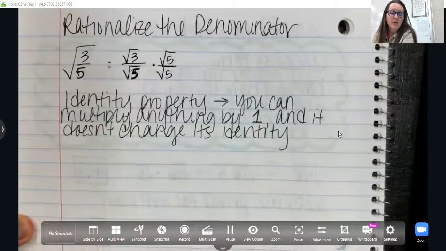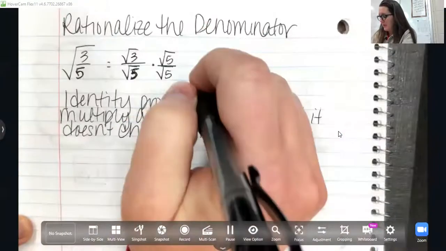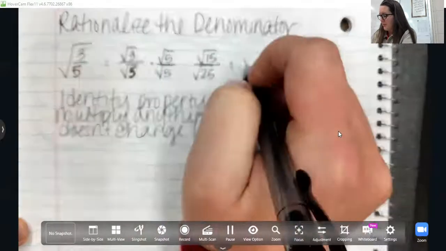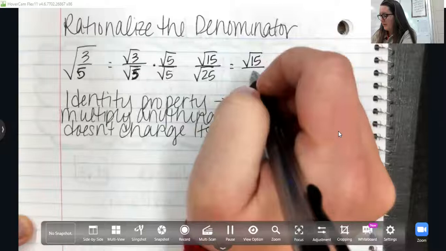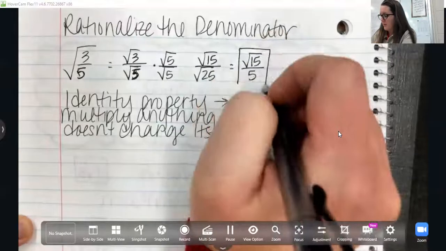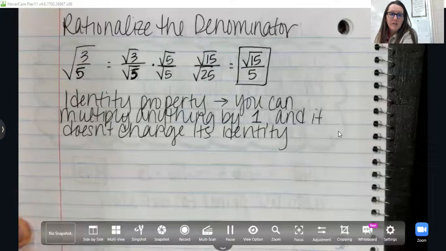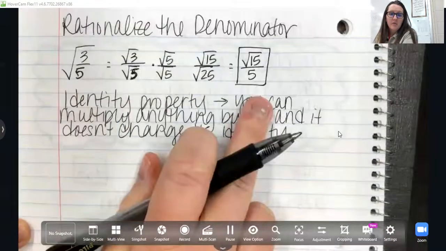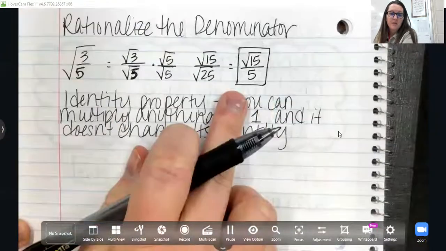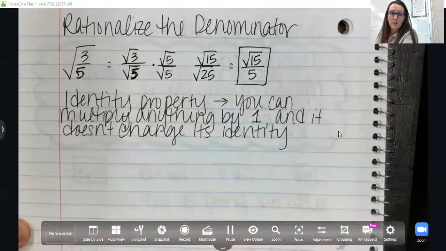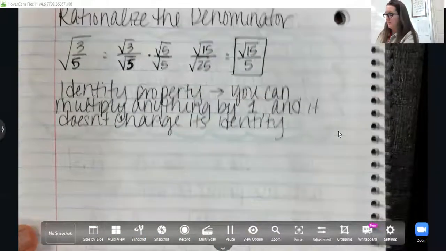So square root of 5 divided by square root of 5 is 1, and it would help me get rid of this radical in the denominator. So I have the square root of 25 on the bottom, and the square root of 15 on the top, which would simplify to the square root of 15 over 5. So that is simplest form, right? I didn't change the actual number because it's still square root of 3 over 5. They're still the same thing. I just changed what it looked like by multiplying it by a form of 1.